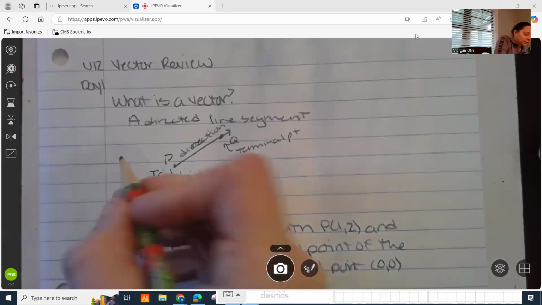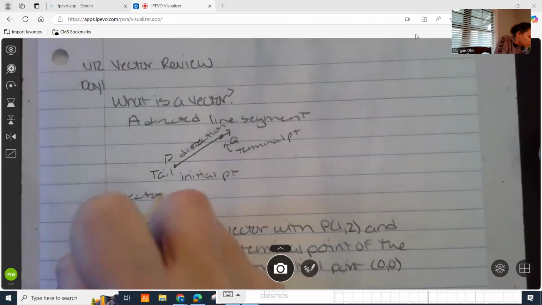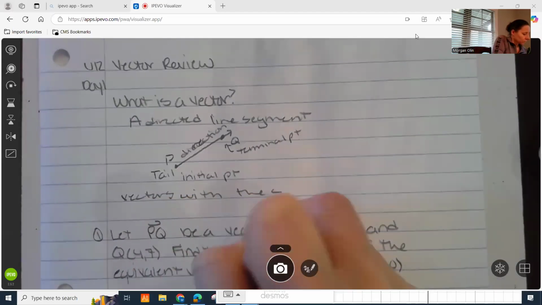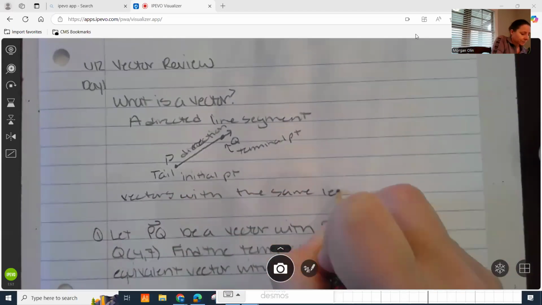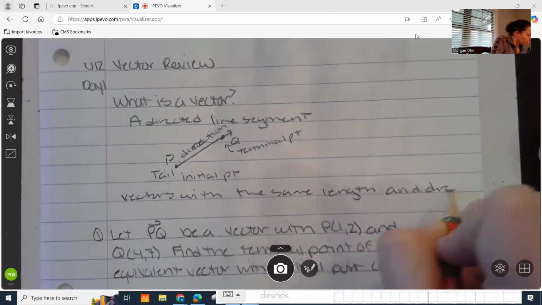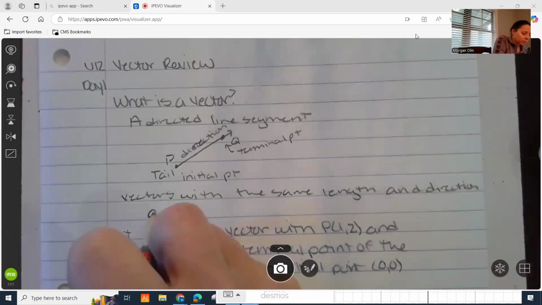Vectors with the same length and direction are equivalent.